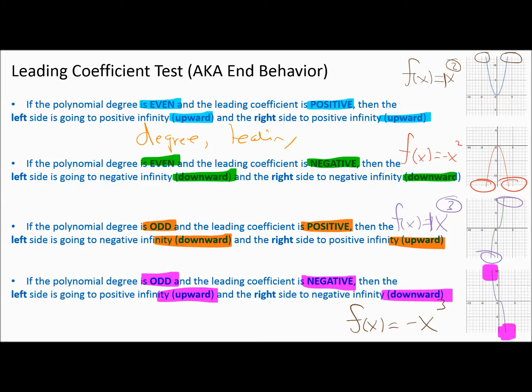Or another option is to remember that even means they point in the same direction. And if it's even and positive, it's upward. And if it's even and negative, it's downward. And odd is pointing in the opposite direction.